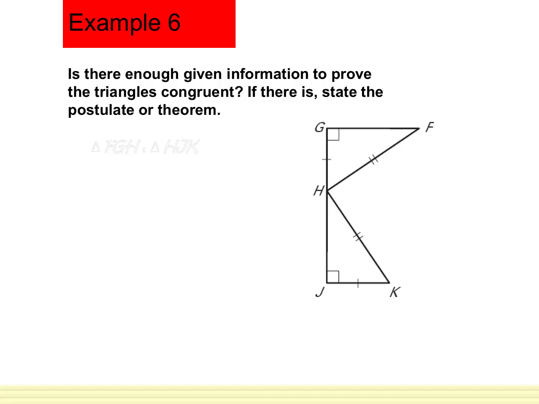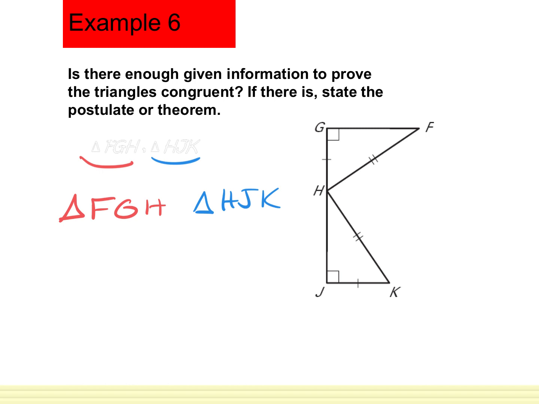All right, so for this one, is there enough given information to prove the triangles are congruent? If there is, state the postulate or theorem. Now, I know it's kind of hard to see, but right here it shows, in white writing, F, G, H, and then this one says H, J, K. So they've given us the order that they want it. So let's go ahead and see if we can make these corresponding matches.